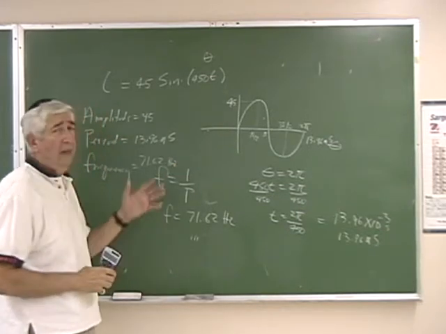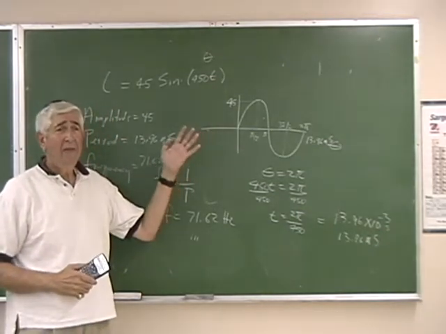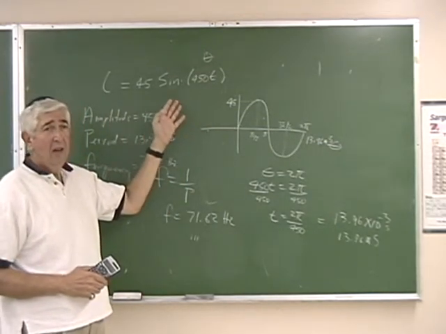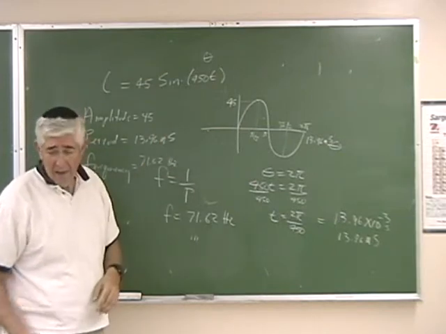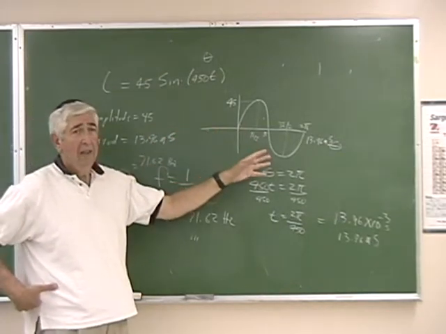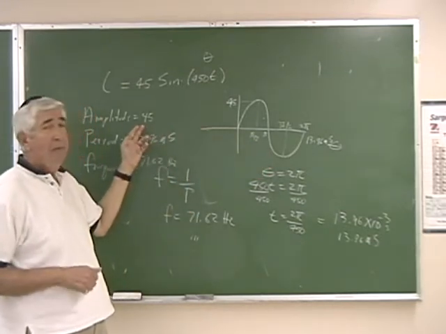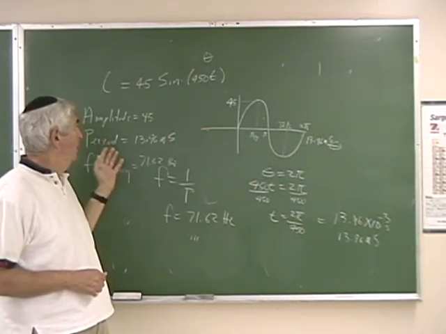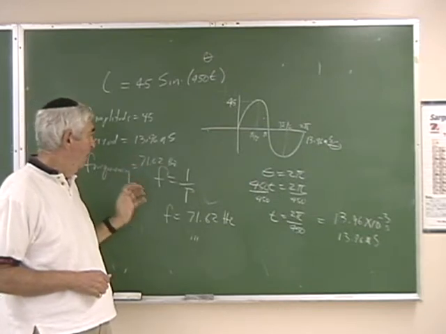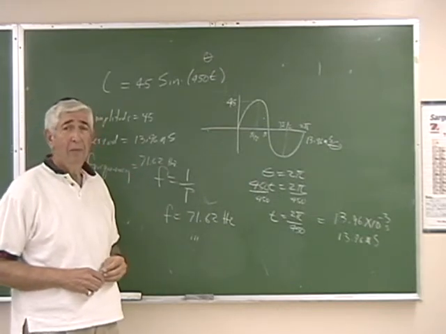Okay, so what have we done? We've plotted a function. The function was 45 times the sine of 450t, and we plotted it using a sine curve, and the amplitude came out to be 45. The period came out to be 13.96 milliseconds, and the frequency came out to be 71.62 hertz.